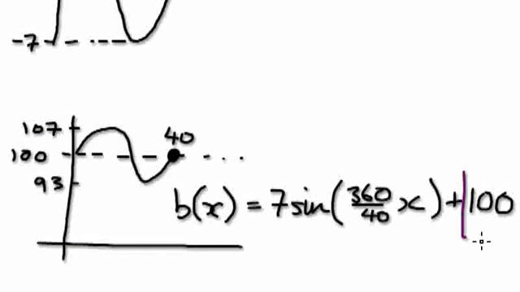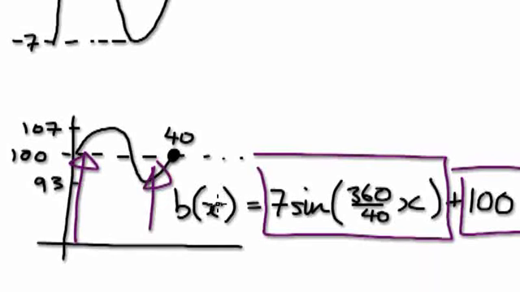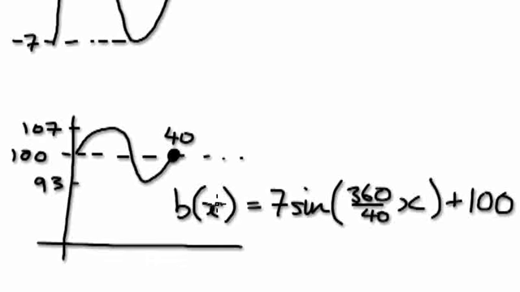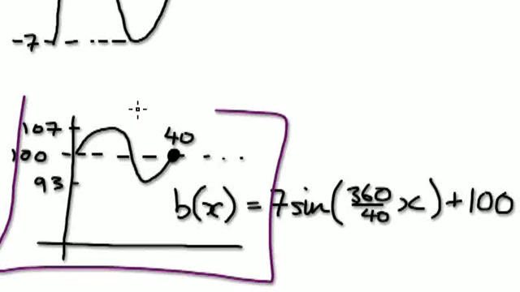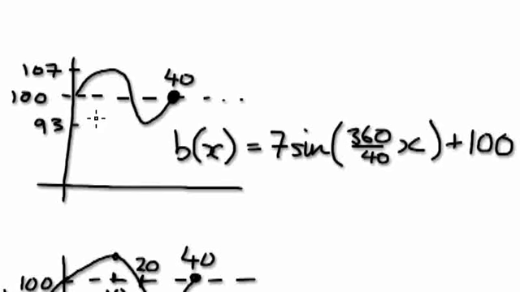So our next step would be to add 100. It was everything earlier, which was this, but now we just need to add 100. So we translate it up by 100, and that would give us this graph here.